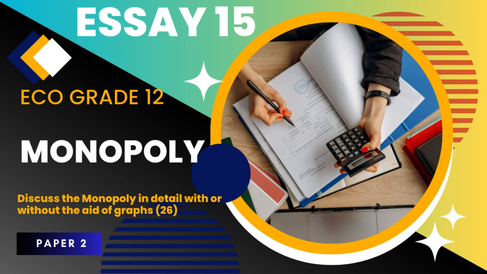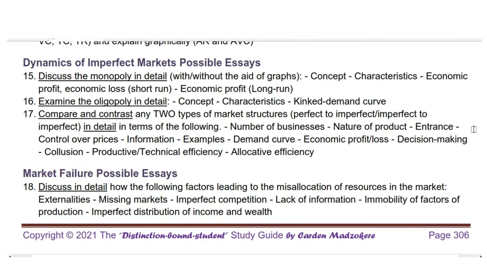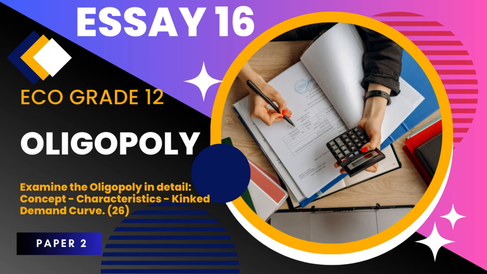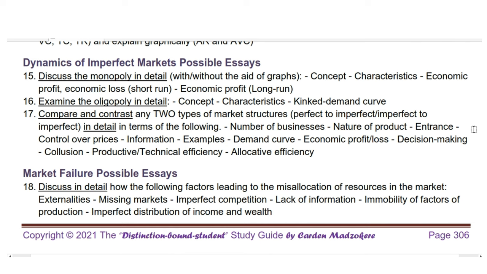our list. Essay number 15. Discuss the monopoly in detail, with/without the aid of graphs: concept, characteristics, economic profit, economic loss, short run, economic profit, long run. Essay number 16. Examine the oligopoly in detail: concept, characteristics, kink demand curve.